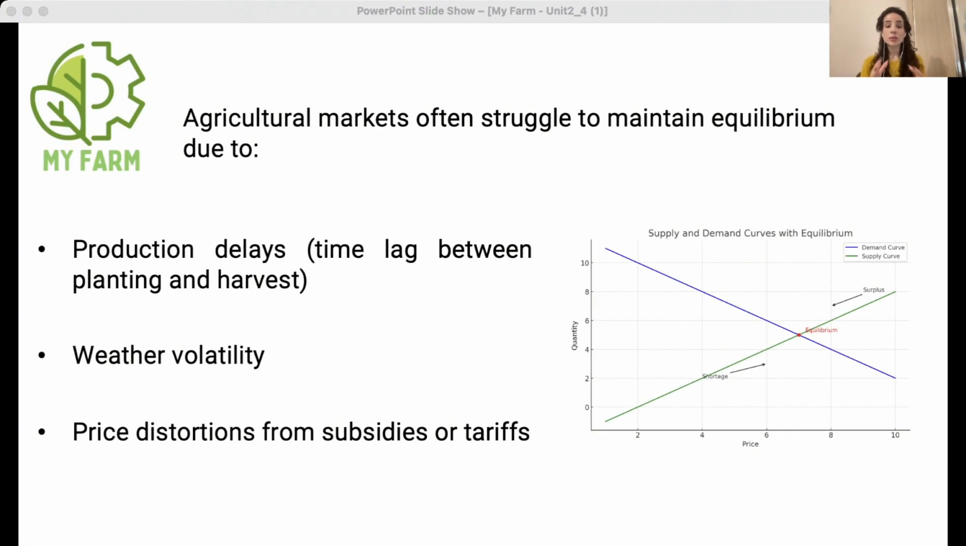In terms of challenges to market equilibrium, agricultural markets face several challenges that make equilibrium difficult to maintain. Production delays mean farmers must commit resources long before they know market outcomes. Weather volatility adds further uncertainty. In addition to natural factors, subsidies and price supports can distort production decisions. These policies may encourage continued production even when demand is weak, contributing to long-term oversupply.